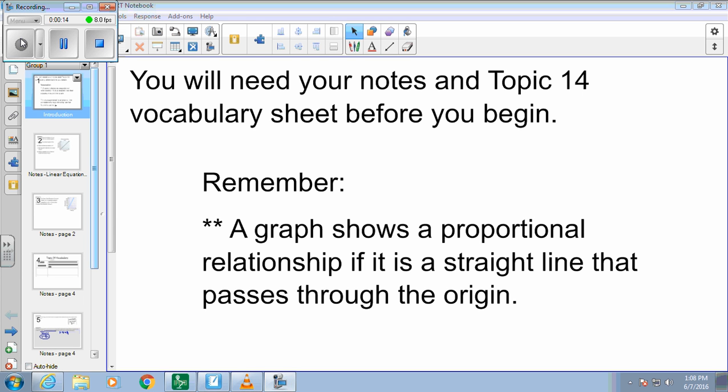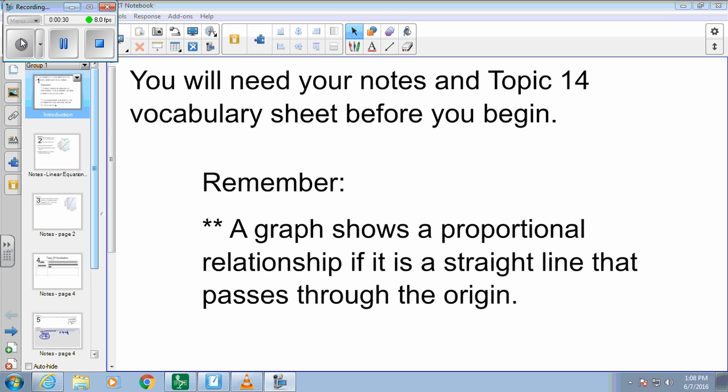So before we get started on the notes again, we just want to remind ourselves we are going to need the notes for 14-2. Make sure you pick them up on the black box on the side of the room. And we'll also need your vocabulary sheet because we're going to start filling in some of our vocabulary words.